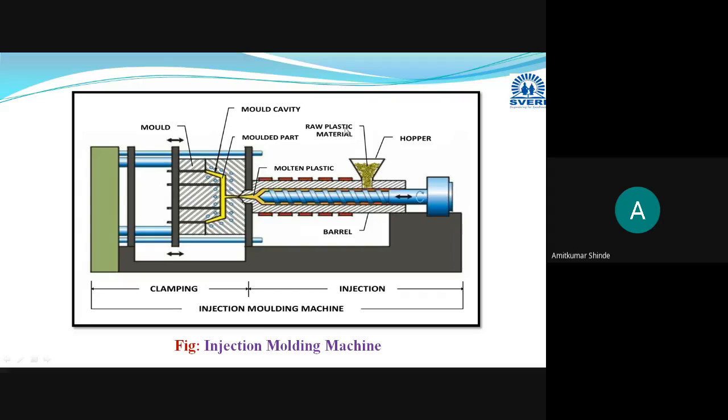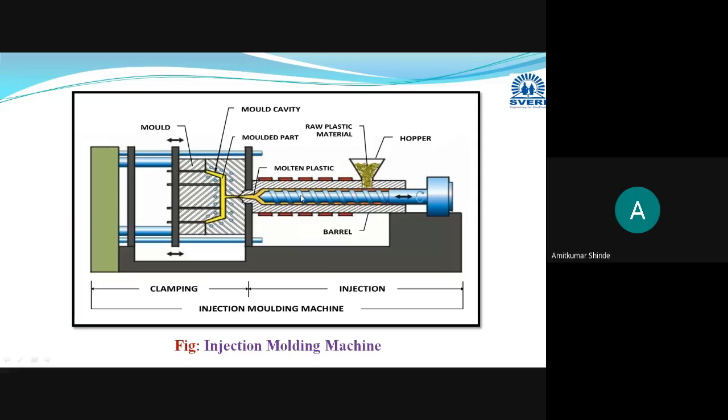So I will describe the process again. Initially, plastic material in the form of granules or pellets is taken through this hopper into the cylinder or barrel, and in this cylinder it is heated. With the help of this cylinder and some heating arrangement, this plastic material is heated and plasticized, or converted into paste form, and due to the rotating screw it moves forward in this direction.